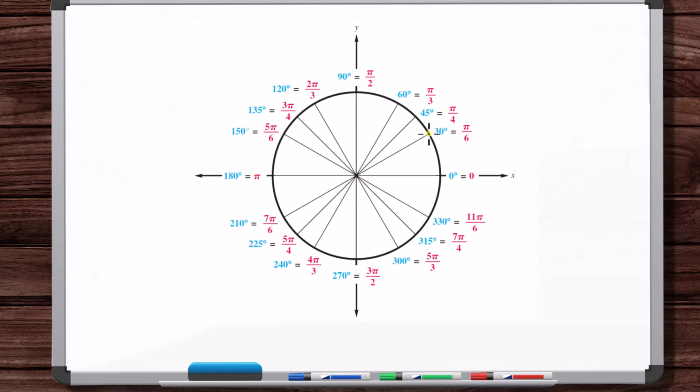If here's pi over 6, then 2 pi plus pi over 6 would be what? 2 pi, so 6 over 6 times 2 pi is 12 pi over 6, plus pi over 6 is 13 pi over 6. So this corresponds to 13 pi over 6. You do the exact same procedure. This is 13 pi over 6.